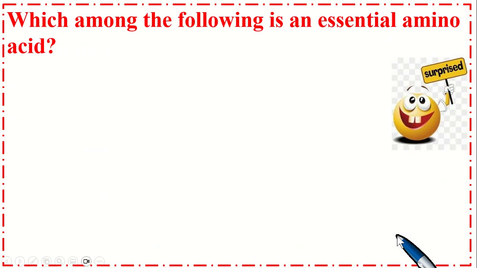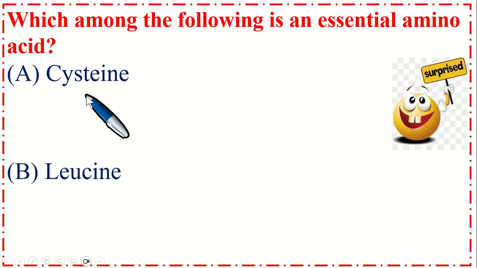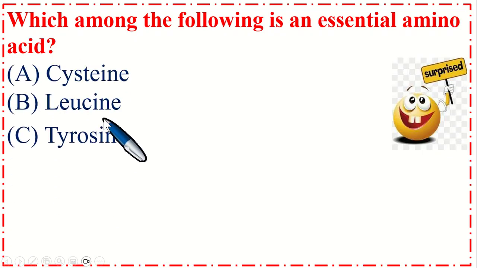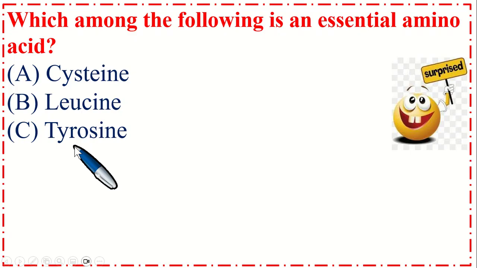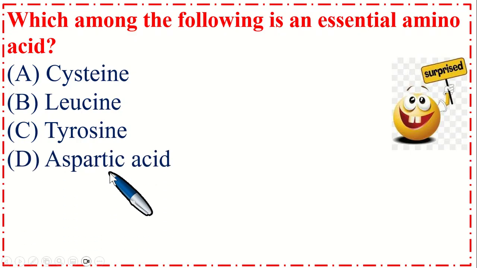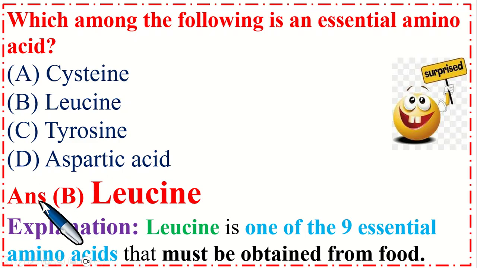Dear students, this is very important MCQs. Which among the following is an essential amino acid? Option A, cysteine, B, leucine, C, tyrosine, and option D, aspartic acid. So the correct option is B, leucine. Leucine is one of the 9 essential amino acids that must be obtained from food.